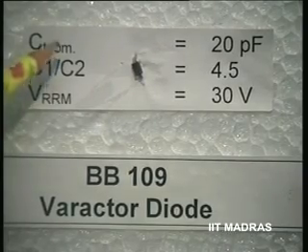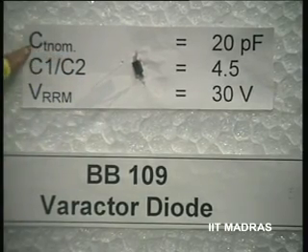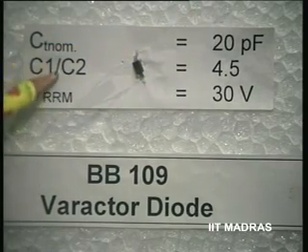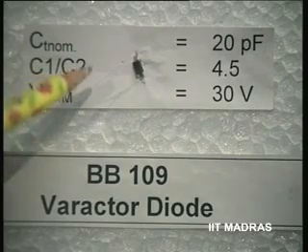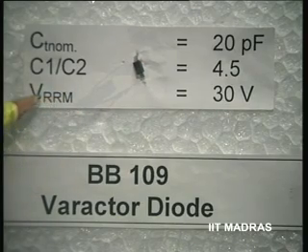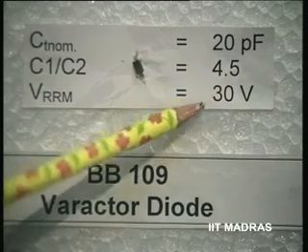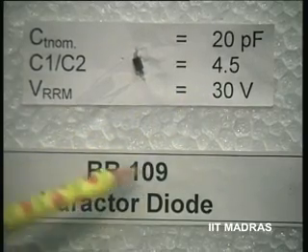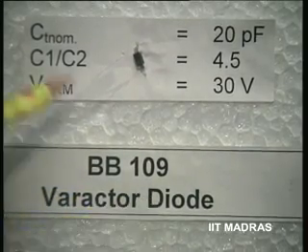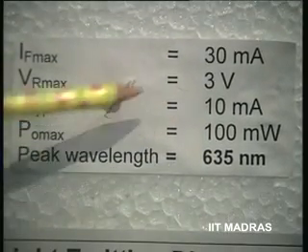Coming to special diodes, we now have a Varactor diode. As you can see, the nominal value of the capacitance C total is 20 picofarads, C1 by C2, that is the maximum to minimum ratio, is typically 5, here 4.5, and the maximum voltage that you can apply is 30 volts. So, this is BB109, which we had also plotted in the earlier class, the Varactor diode.